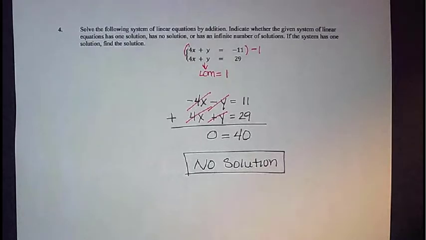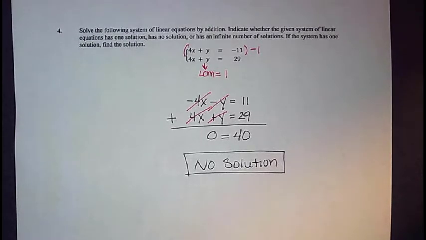So again, when you have a true statement, something like 0 equal to 0, that's an infinite number of solutions. When you have a false statement or a non-true statement like 0 equal to 40, that's no solution. If you come out with x equal to a number or y equal to a number, then that's one solution. You have to plug that back in and find the corresponding value.